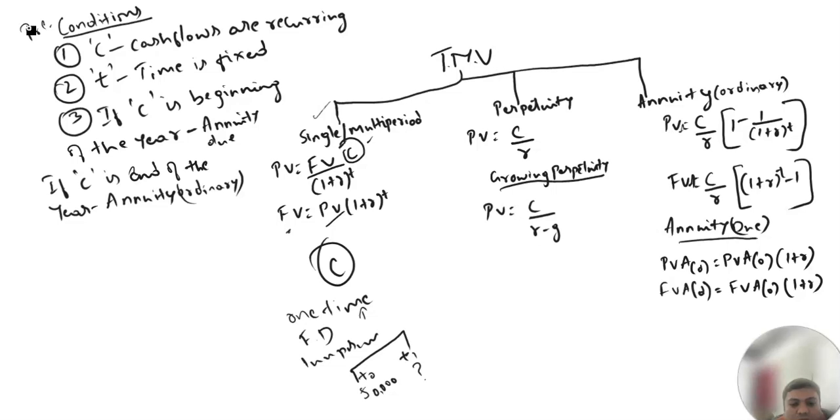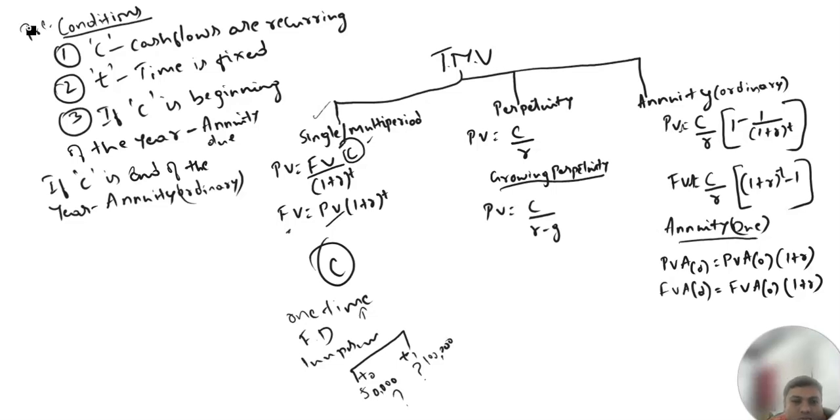The same way, if I ask, if I have to accumulate 1 lakh rupees at the end of year one, how much should I invest today? Then you have to find the present value. So in a single or multi-period case, having a timeline becomes very helpful. Let's get back to these preconditions.